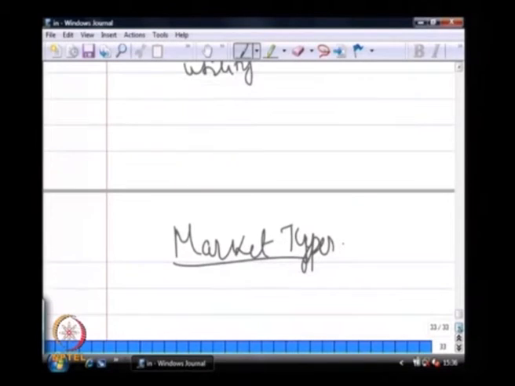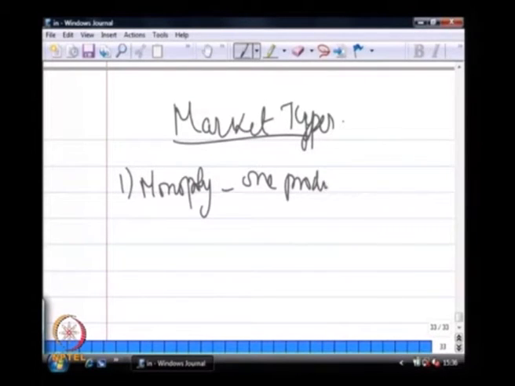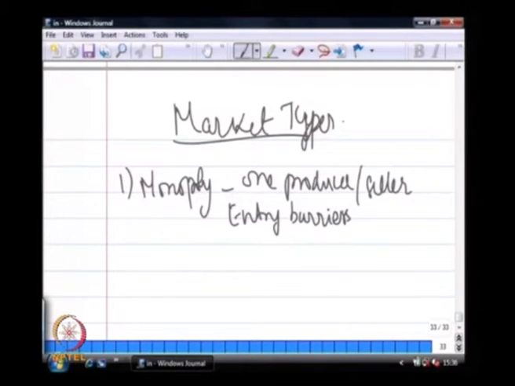So, the last topic for this class would be to understand different types of markets. The first one would be a monopoly. As the name very clearly suggests, it means that there is only one producer or one seller, and typically a monopolistic market is characterized by high entry barriers. Entry barriers are very high, and a monopolistic market could exist for different reasons, economic or political or social.